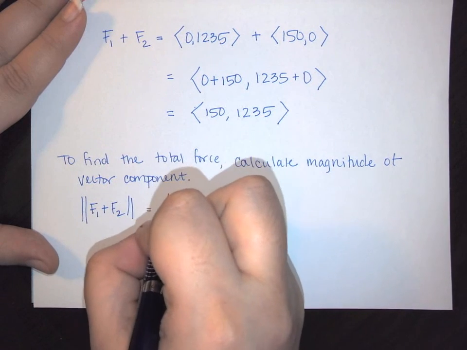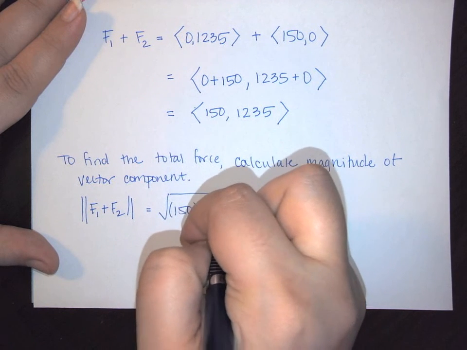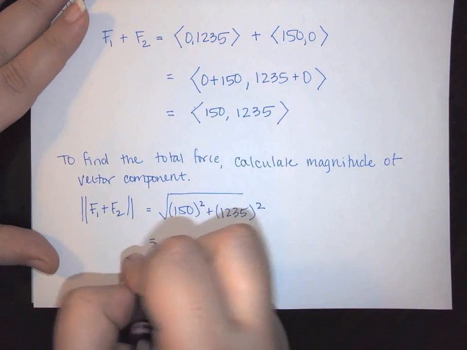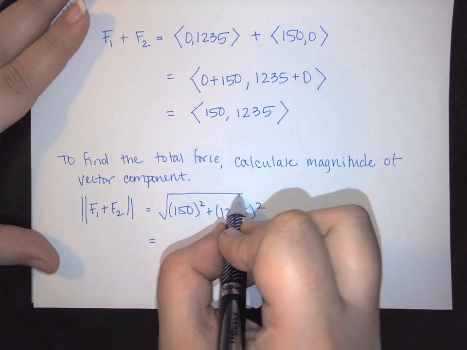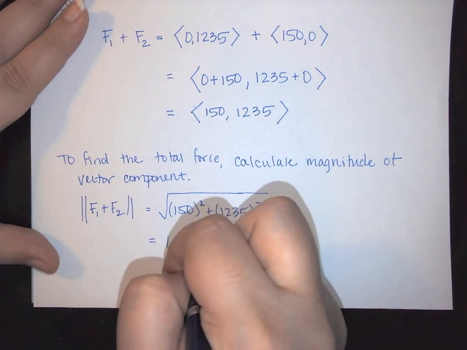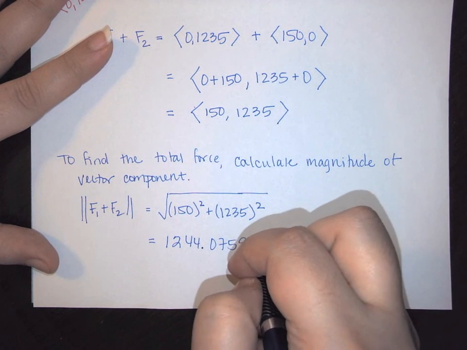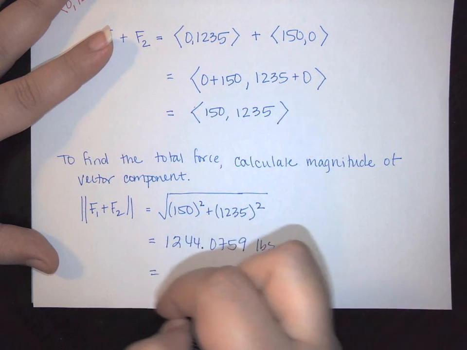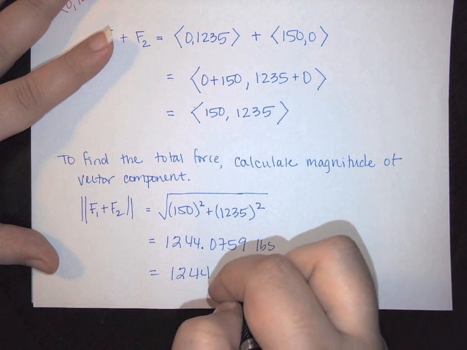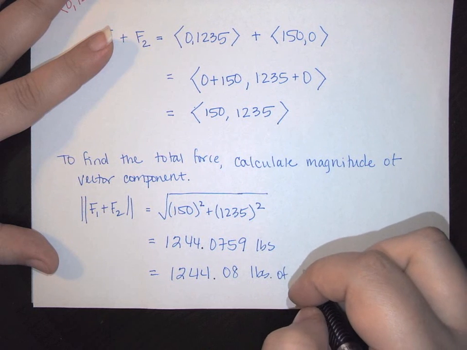To do that, I'm going to use its component form. So this is going to be 150 squared plus 1,235 squared, and we're going to take the square root. What we end up getting is 1,244.0759, which we can round to 1,244.08 pounds.